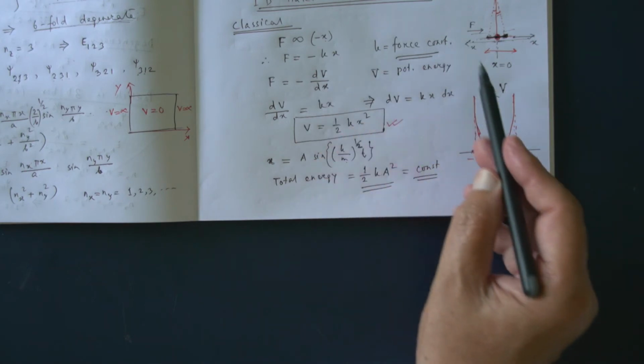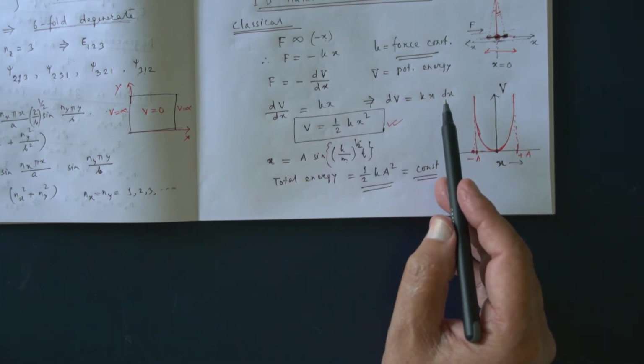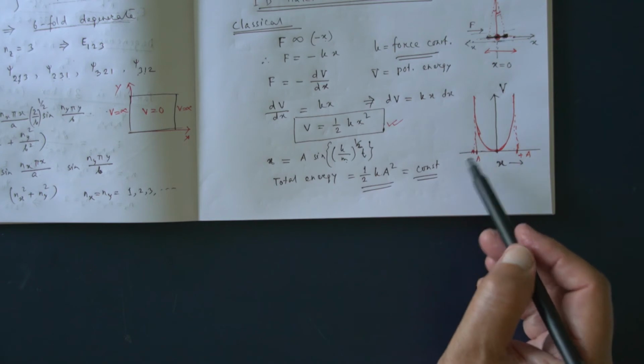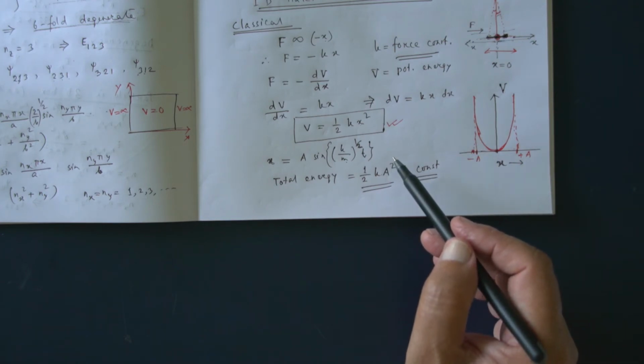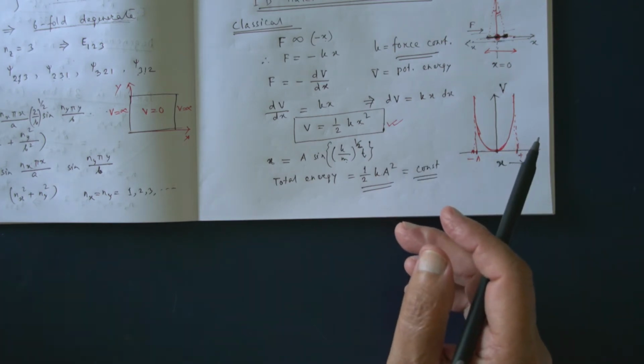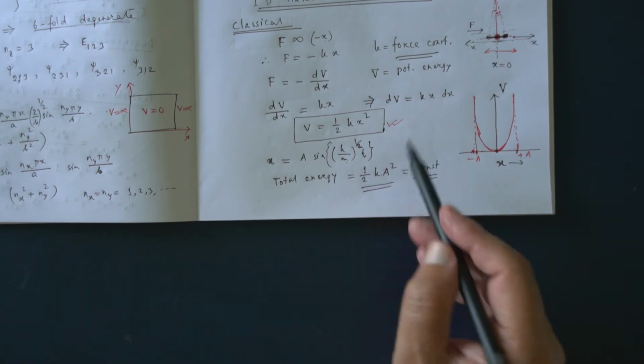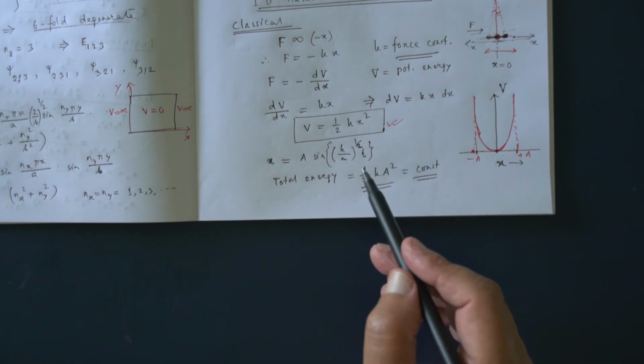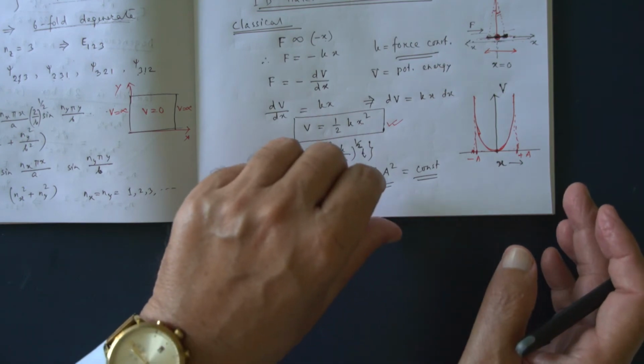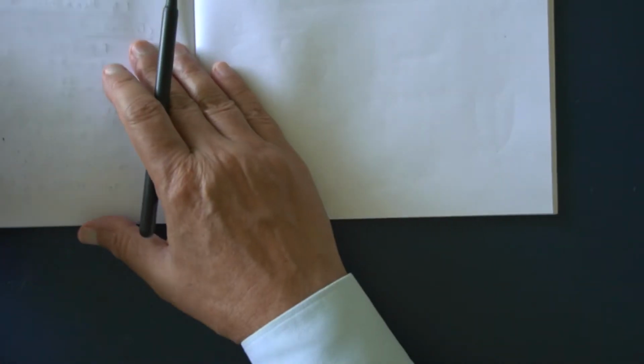So this is the classical picture of the simple harmonic oscillator. We are not interested in the classical treatment, so we will discuss the quantum mechanical treatment.